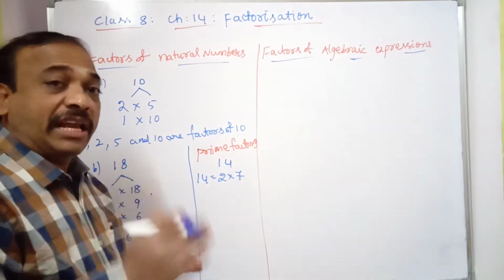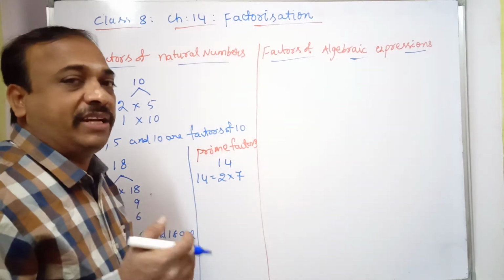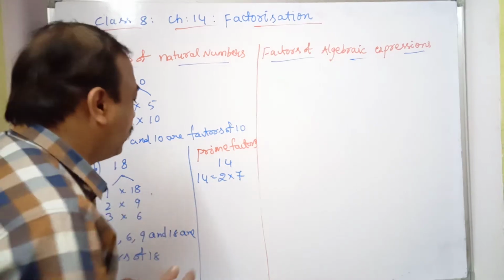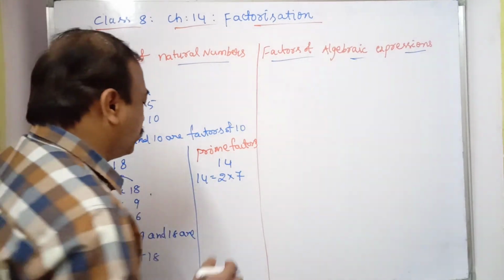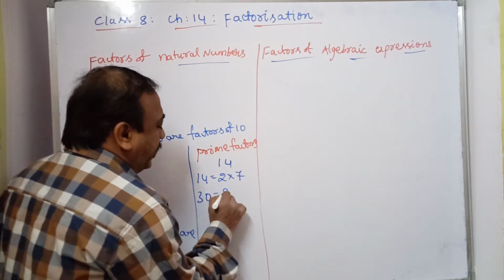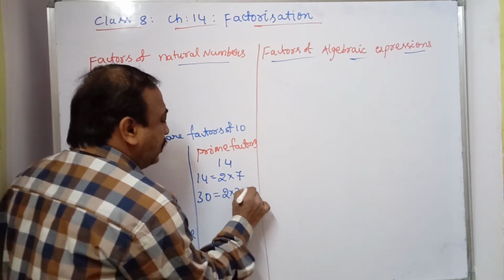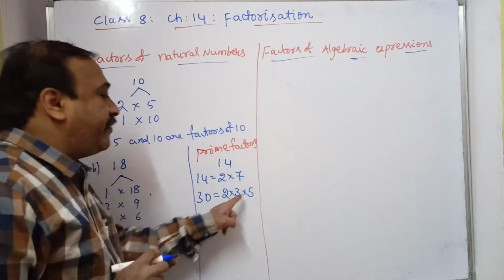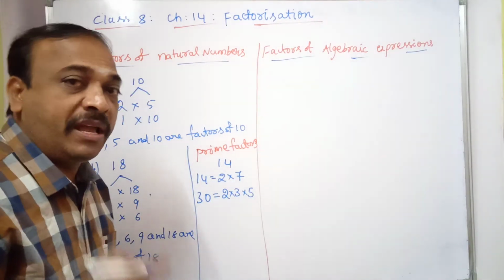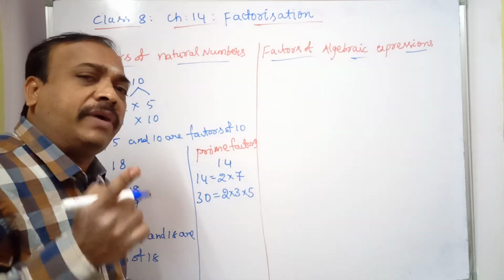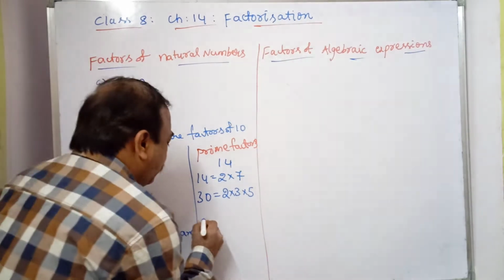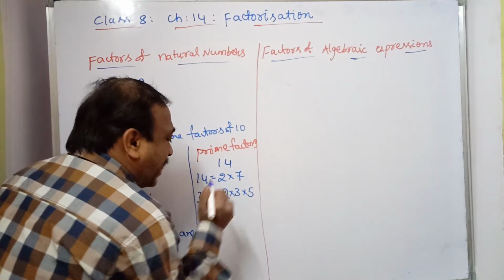And one more thing, you can express it even as 2 into 7 into 1, but 1 is neither prime nor composite. If you take another number, 30, you see 2 into 3 into 5. These are all the prime factors. Further and further we don't have any other factors except 1. 1 is the common factor for every number.